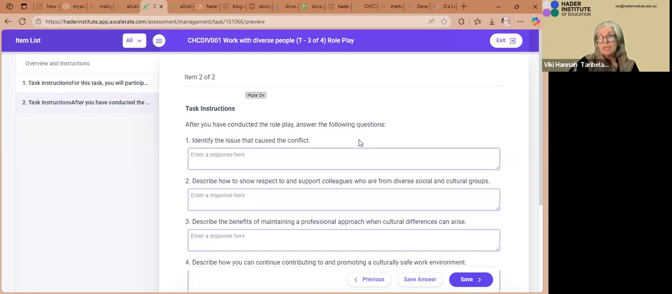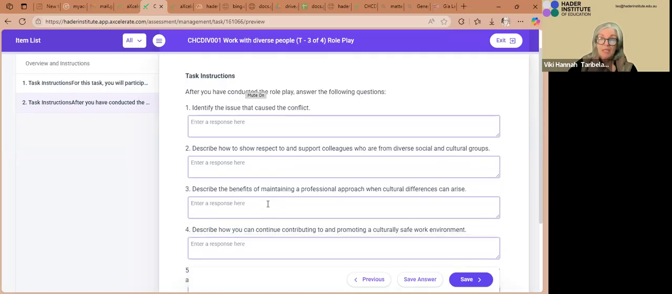So if you can write it in theory, then your role play is you demonstrating that you have the knowledge and these are the skills, and you're applying the knowledge that you've got from this unit. So it says here, describe how to show respect, and to support colleagues who are from diverse social and cultural groups. You will have demonstrated that in your role play.